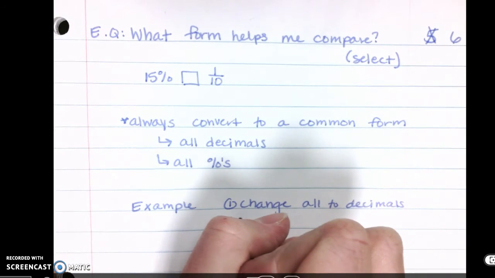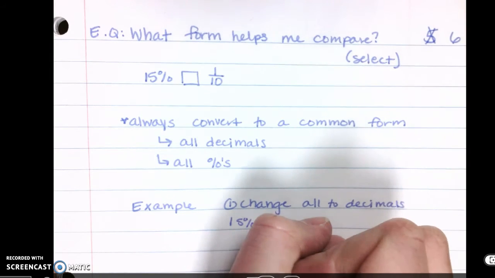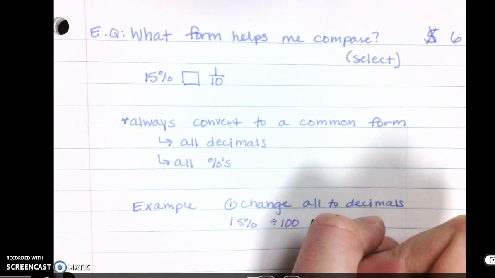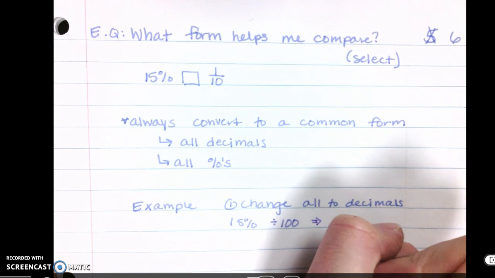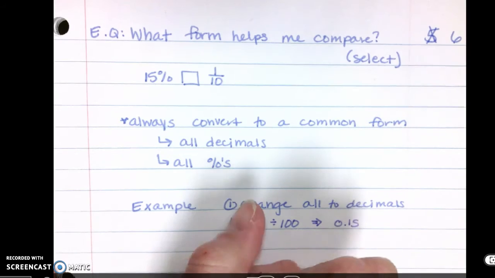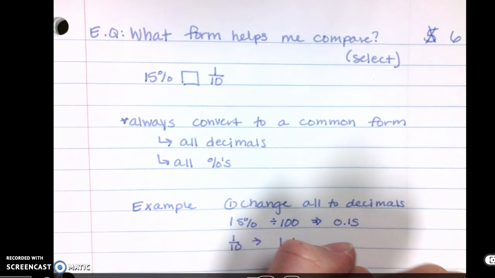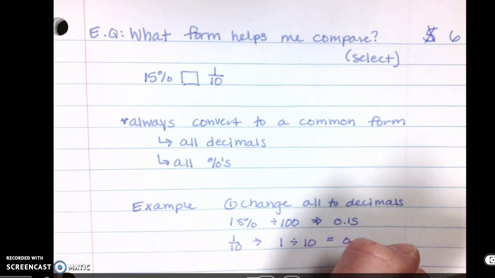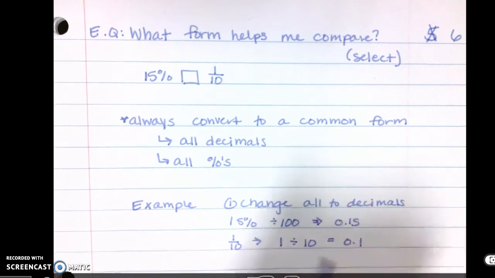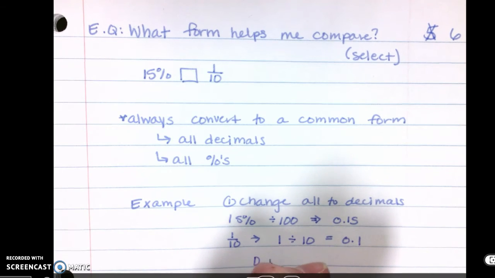So 15%, all we need to do is divide it by 100, and that becomes 0.15. And then 1/10, what I have to do is do 1 divided by 10 in my calculator, and that's what it looks like. So I'm comparing these.